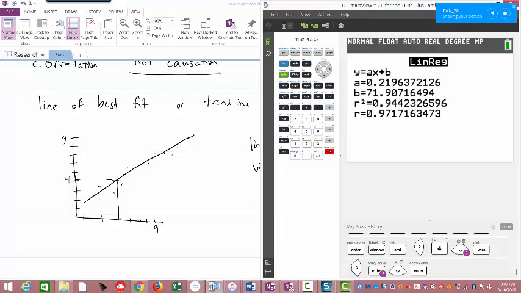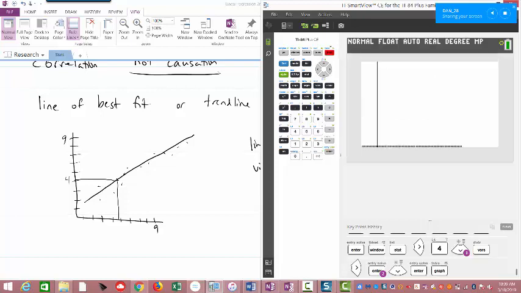So my fake one that I drew there, those data points are really close to the line, so that would have a pretty high r value. An r value maxes out at 1. The r for this is 0.97. And look at the graph, and you can see we've got a pretty good fit.